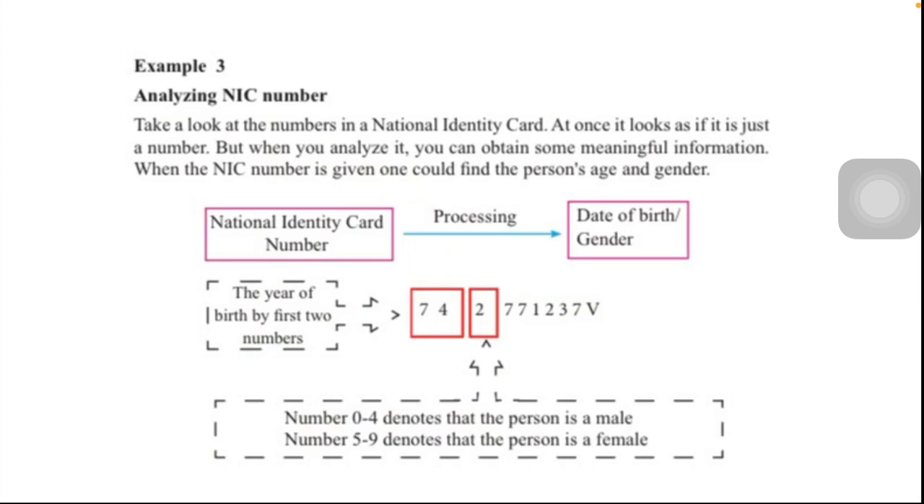For example, here it has mentioned the first 2 digits represent the year of birth of a person, and the third one obtains the gender of the person. So in this case, the person's birth year is 74, and also this belongs to a male. So you can now understand, when you process data, you can get specific information about anything.